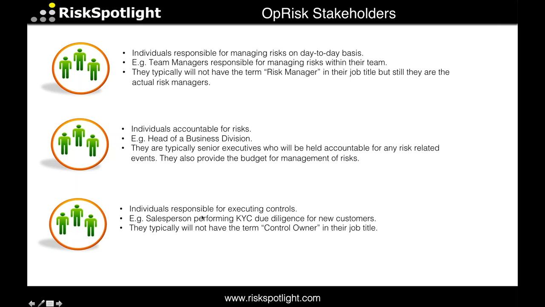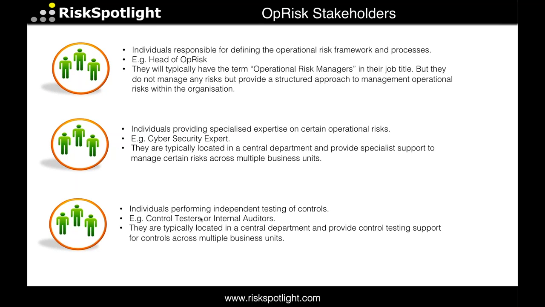Then the third group of stakeholders we have is people who are responsible for executing those controls. So if somebody has to take backup of an IT system, so that if something goes wrong, we don't lose any information, then people who are executing those controls can be the control owners or the control performers. So that becomes our third group of stakeholders we need to have in our operational risk thinking.